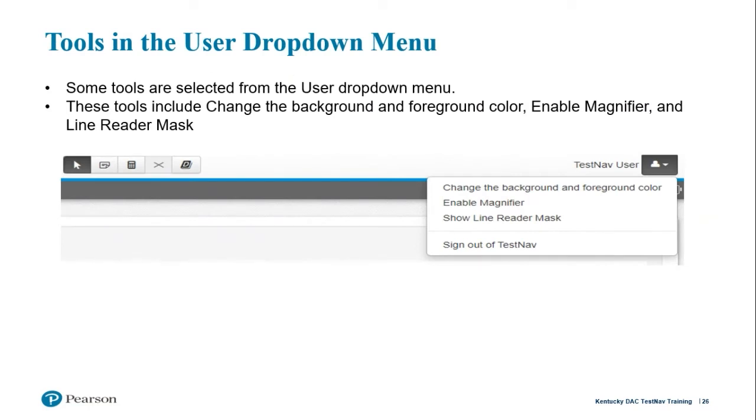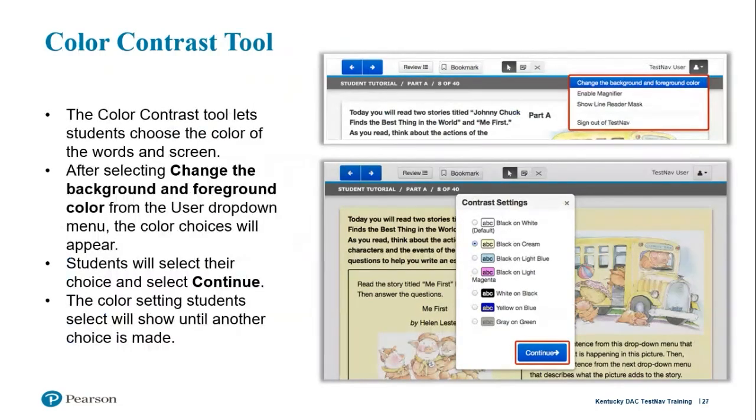There is a drop-down menu in the upper right corner. There are some tools that can be selected from that menu. These include tools to change the background and foreground color, enable the magnifier, and turn on the line reader mask. For the color contrast tool, it lets students choose the color of the words in the screen. So if students see better with a yellow background or cream background, they can switch that to whatever works best for them.